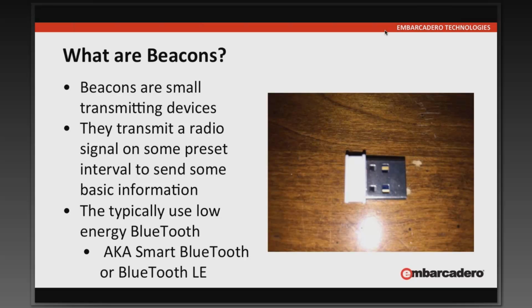They're really small, they use very low energy, and basically all they do is sit there and transmit a radio signal on some interval. If you remember RF tags, they're still everywhere. RF was the predecessor to these technologies. They send some basic information with each of those radio pulses. They typically use low energy Bluetooth, also known as Bluetooth LE, BLE, also known as smart Bluetooth.